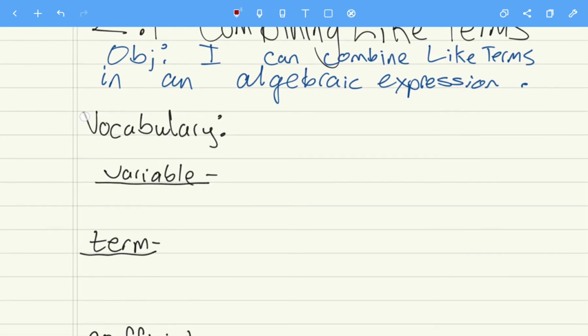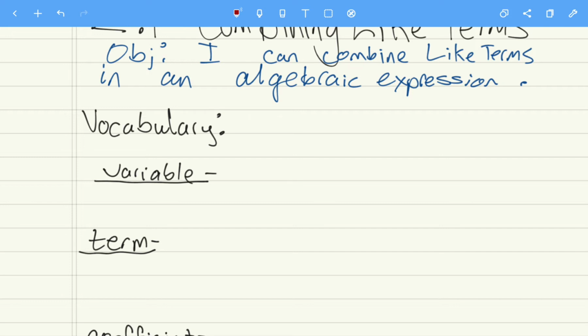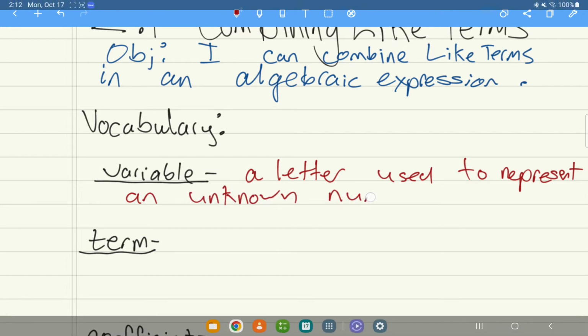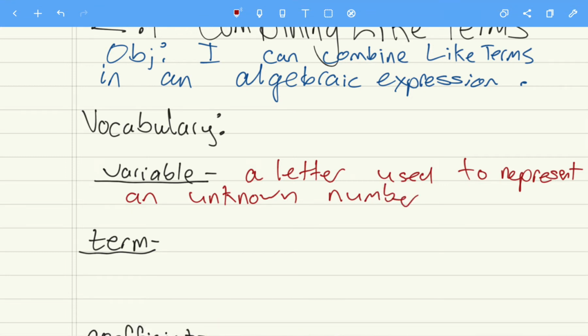So let's look at some vocabulary. So the first word we're covering is variable. A variable is a letter used to represent an unknown number. So if we don't know what the number is, we'll usually put a letter there. It's also kind of a placeholder. So one that we'll use a lot is the letter X. That is probably what you'll see most often.